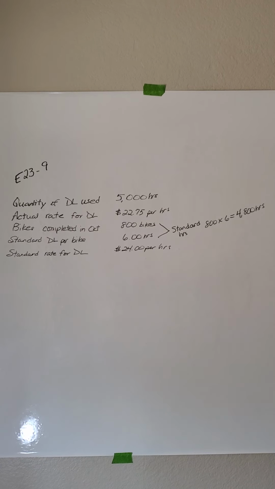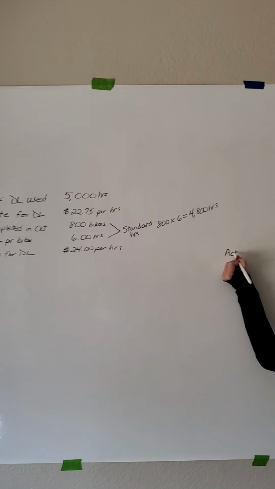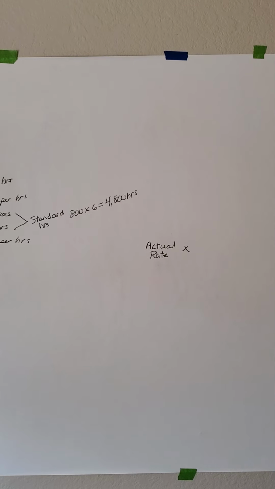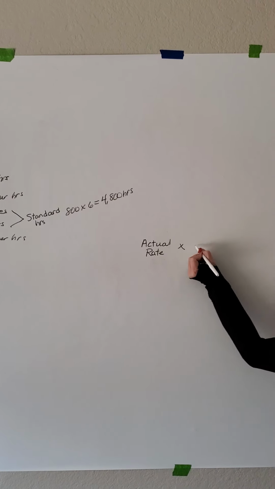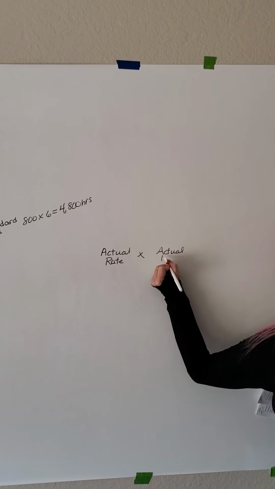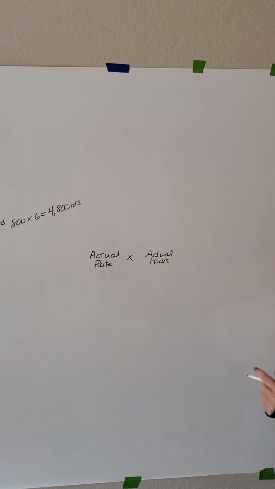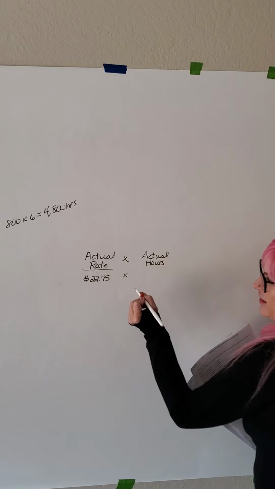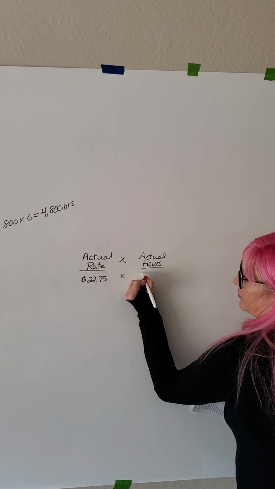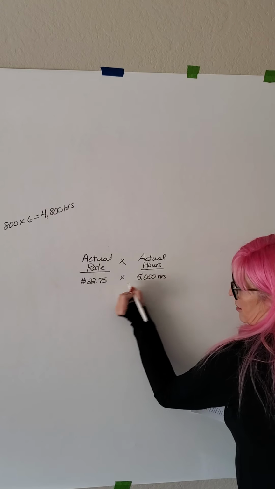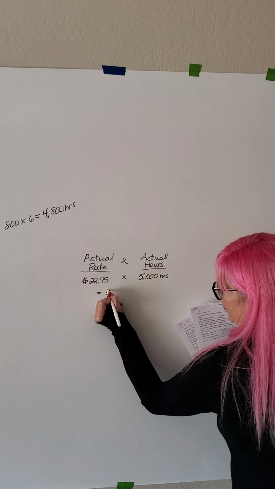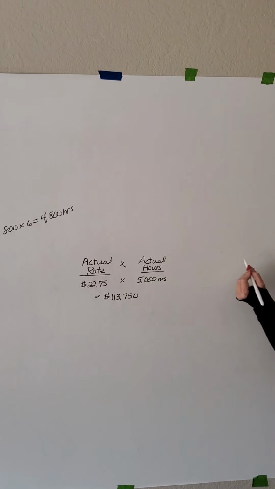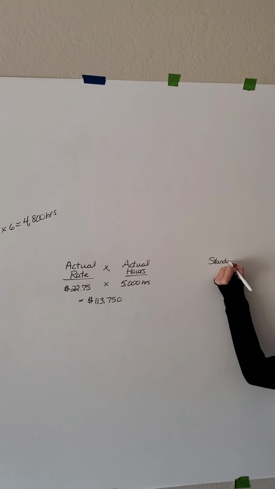So again, I'm going to set it up like this. I'm going to have my actual rate times my actual hours, and my actual rate was $22.75 per hour, and the actual hours used was 5,000 hours, and that equals a total of $113,750.